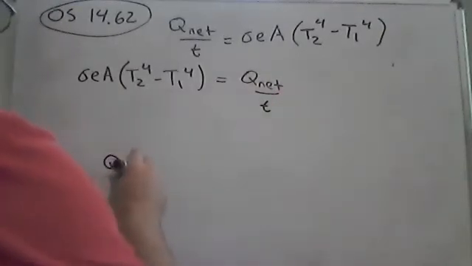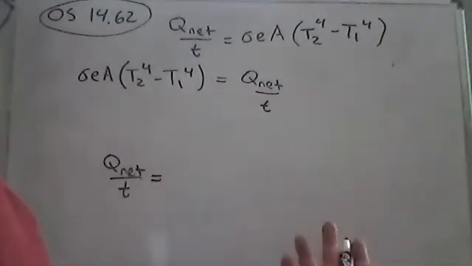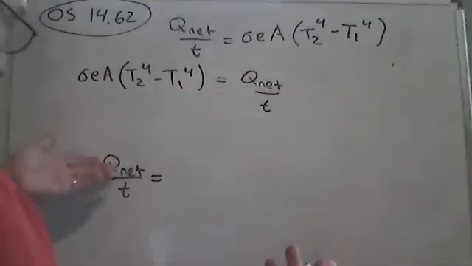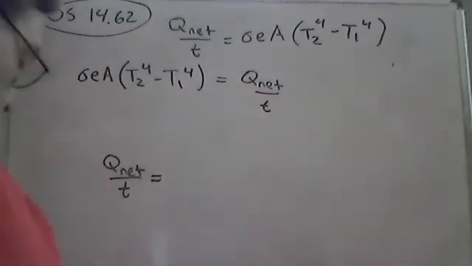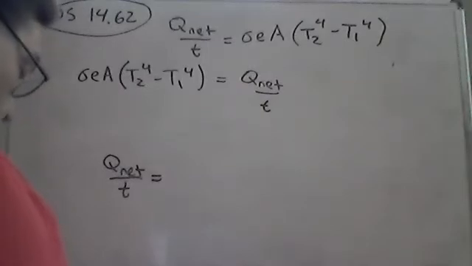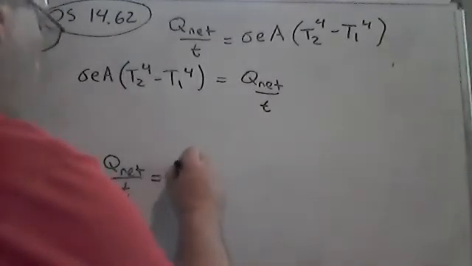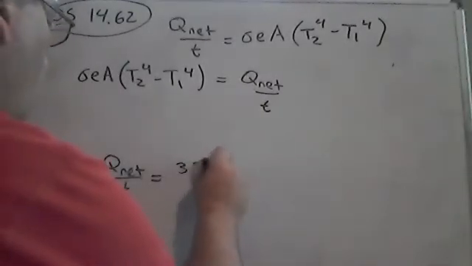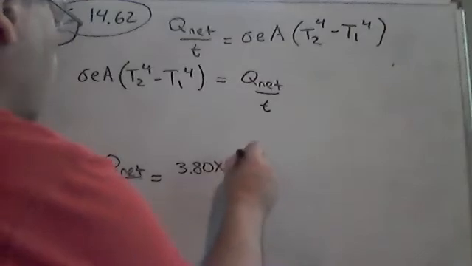Q net, let's talk about that for a moment. Q net over T is actually given to us. That's the power radiated. Again, it's heat per time. Energy per time is power. So we're told that that's 3.80 times 10 to the 26 watts.